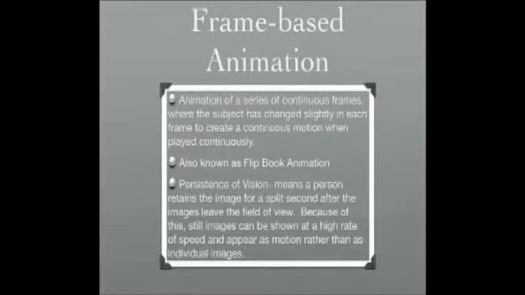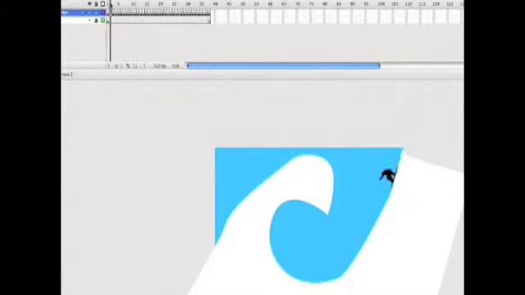You create motion. Frame-based animation is an animation of a series of continuous frames where the subject has changed slightly in each frame to create a continuous motion when played continuously, also known as flipbook animation. Persistence of vision means a person retains the image for a split second after the image leaves the field of view. Because of this, still images can be shown at a high rate of speed and appear as motion rather than individual images. So right now, these are individual pictures. But then when I hit return, it's showing movement. So it actually looks like our snowboarder is moving, which is really, really cool.